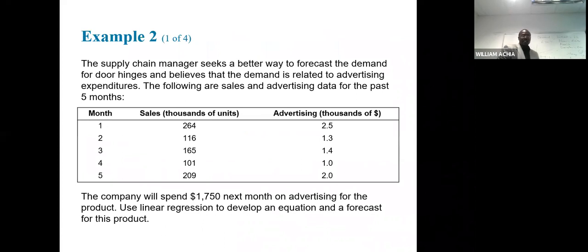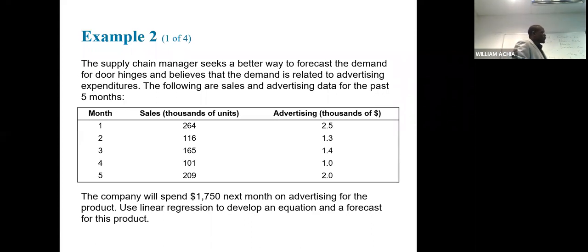The supply chain manager seeks a better way to forecast the demand for door hinges and believes that demand is related to advertising. So the more advertising, the more demand he expects to realize, which makes sense. If you advertise more, chances are that your sales will go up. So the following are sales and advertising data for the past 5 months. Okay. Sales, you see what you expect to see when you have more advertising.